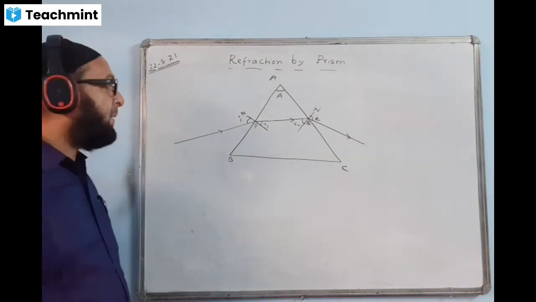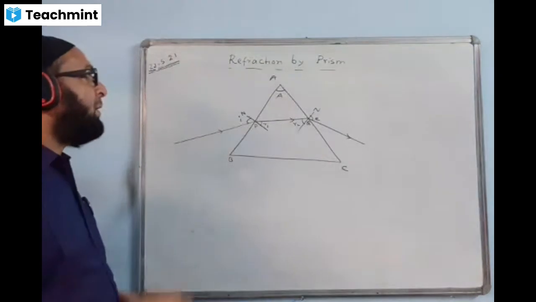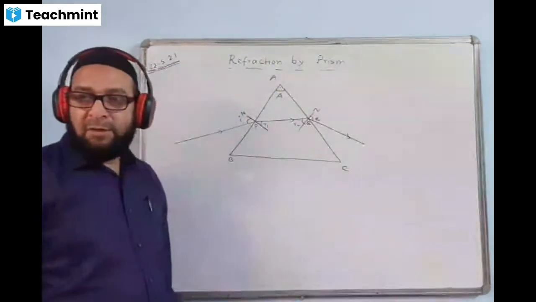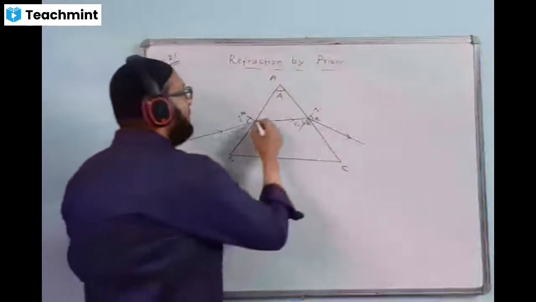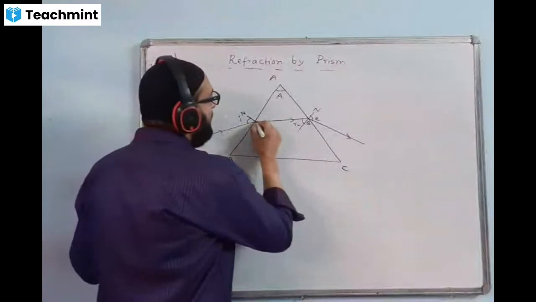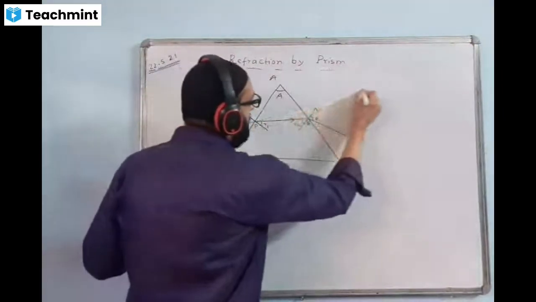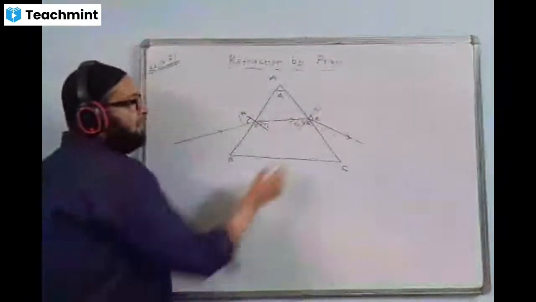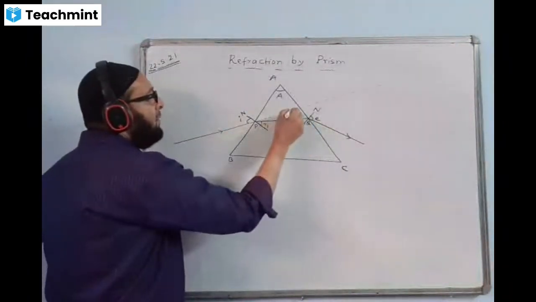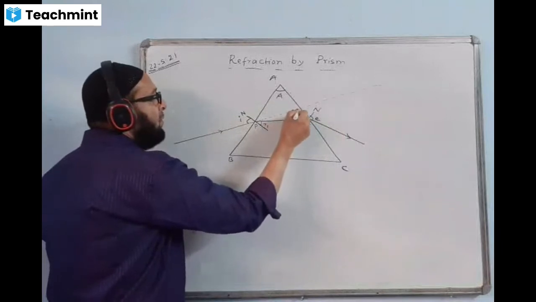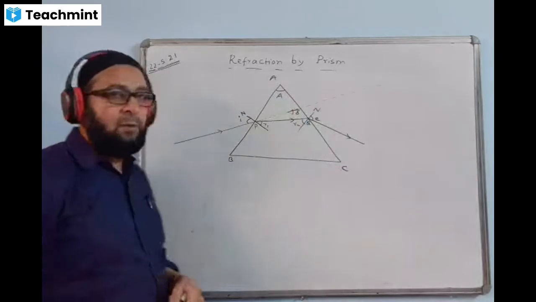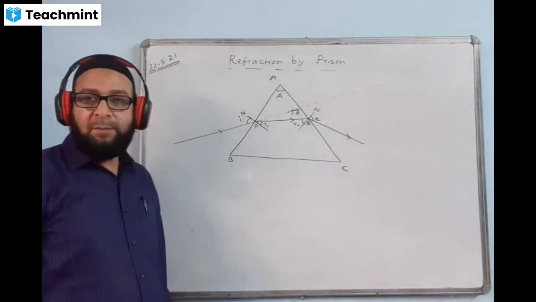You can draw a separate diagram to show the angle of deviation by a prism. To show that angle, the incident ray will be produced by a dotted line. The emergent ray will also be produced by a dotted line here. This angle is called delta, the angle of deviation by the prism. This small angle is called the angle of deviation by a prism.